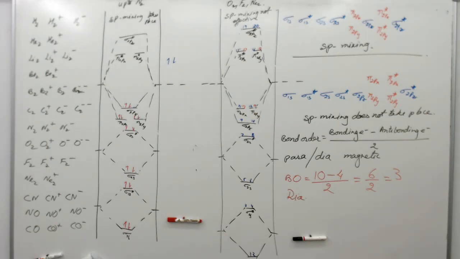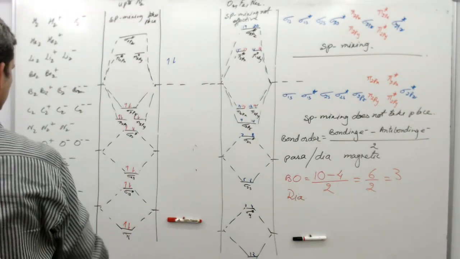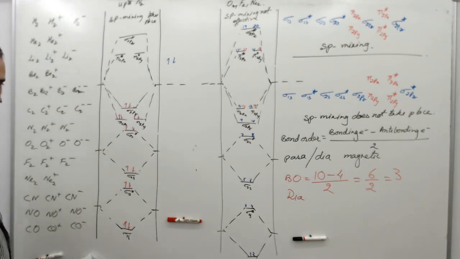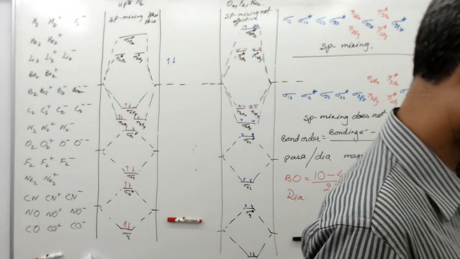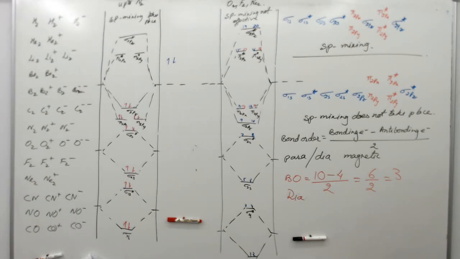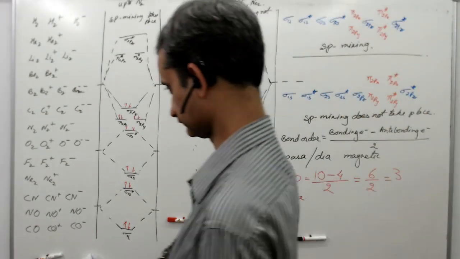Which one are you on, Rohan? I finished C2 plus. I don't know how to do CN. Simply use the nitrogen diagram, for all of these. Then we add the carbon electrons and nitrogen electrons.